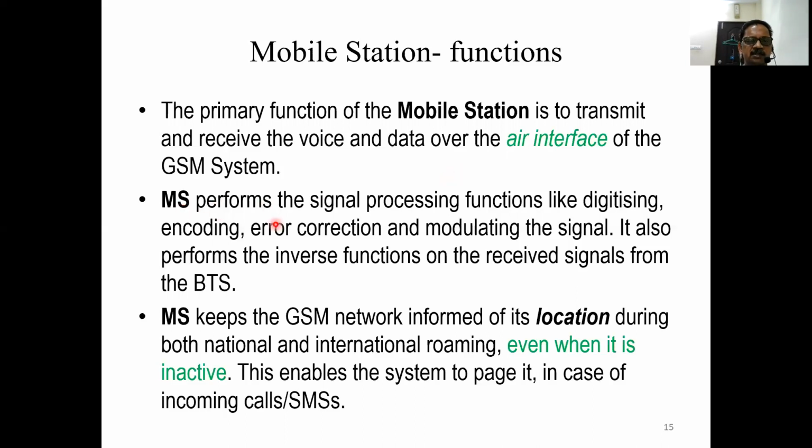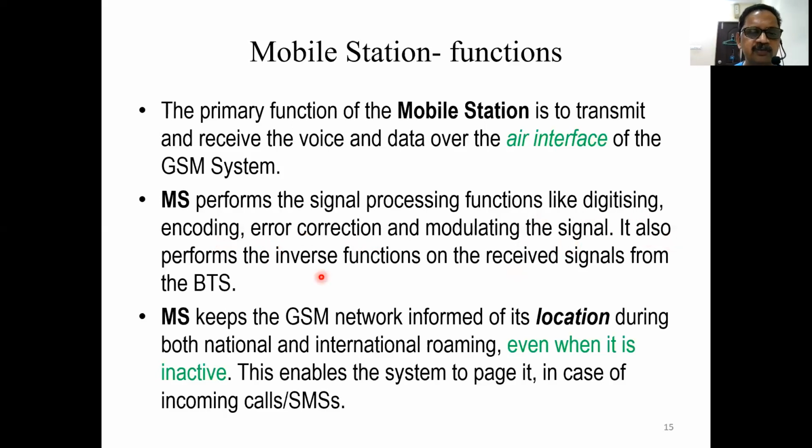The mobile station performs signal processing functions like digitizing, that means analog to digital conversion, encoding, so a code is given, any error correction required, and modulating the signal. So it also modulates the signal for transmitting on the radio carrier.